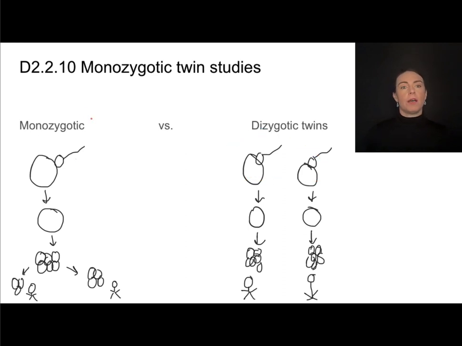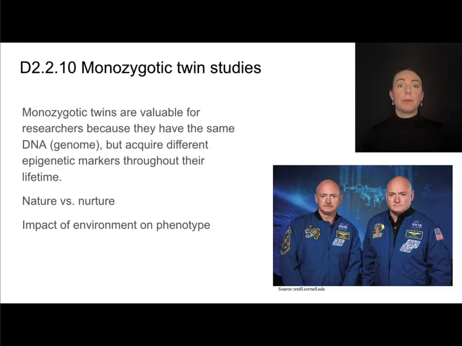We're going to be focusing on monozygotic twins, and the reason why they are very interesting is because they inherit the same genome. And because of that, you would think that they would be identical in all ways. Well, remember, they have the same genome, but they acquire different epigenetic markers throughout their lifetime. They're exposed to different environmental factors. So it's a really great way to study nature, which is the genome part, versus nurture, which is the epigenetic markers part, to see what parts of our physical expression are controlled by genes versus environmental factors. So it's a great way to study that.